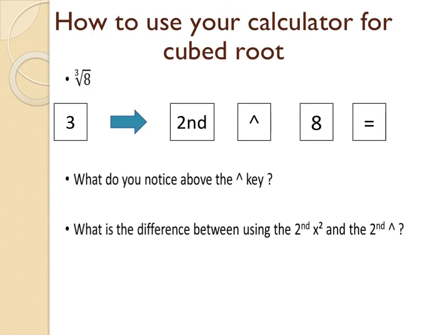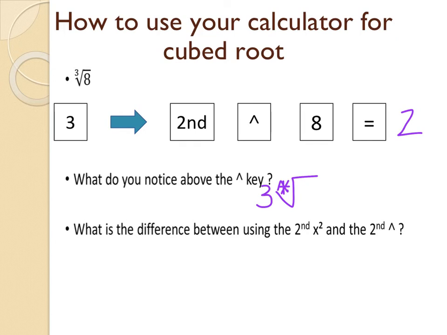How to use your calculators for cube root. The first thing that you would need to do is hit the 3 button for your cube. 3, second, house top, 8 equals 2. Above the house top key, you see a little star in the radical sign. That is showing us that the number that's before the radical sign, which is your 3, will go right there where that star is to make that a cube root.